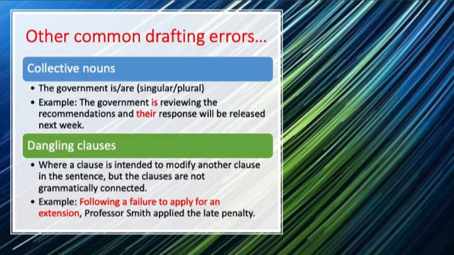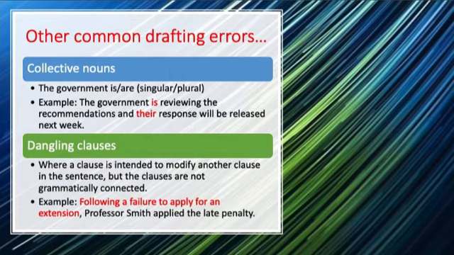However, sometimes you may intend to indicate the body, or you may really be talking about the members or individuals or things that make up the collective noun. So in those instances, you should select the correct verb and the correct pronoun to refer to what you intend to convey. Moving on to dangling clauses, these are particularly problematic because often a clause is not connected grammatically to another clause within the same sentence, and it can cause confusion in interpreting the relevant sentence.